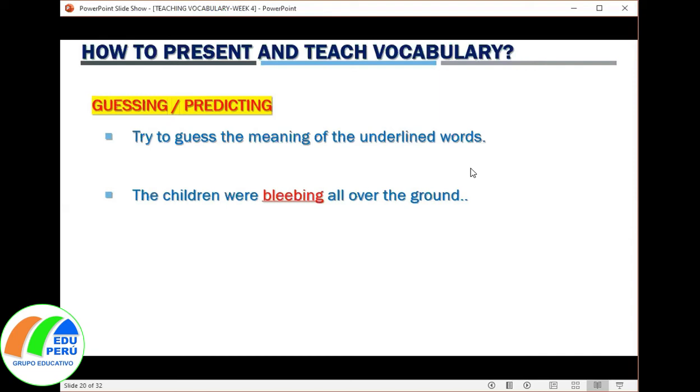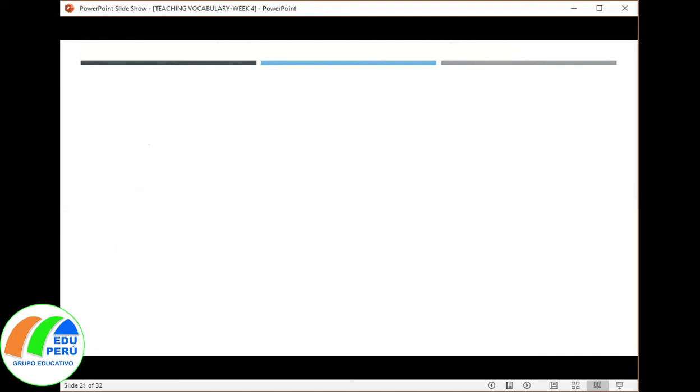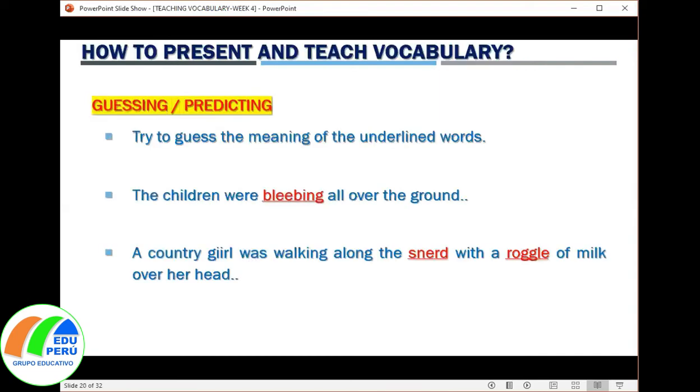The children were bleeping all over the ground. Oh, sorry. A country girl was walking along the snare with a ruggle of milk over her head.